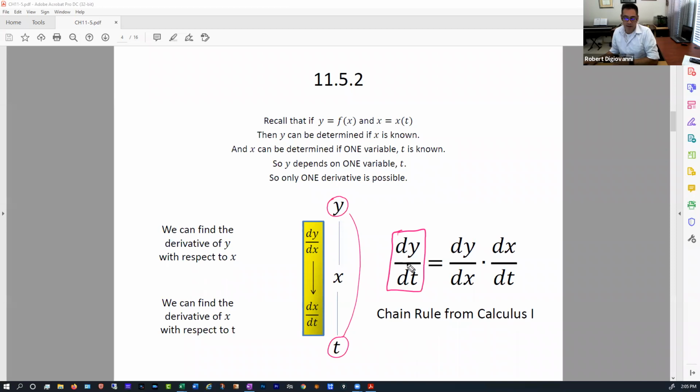But to get to dy/dt, what you do is you first look at this intermediate relationship between y and x, and that has its own derivative, dy/dx. And then you look at the relationship between the x and the t, and that has its own derivative, dx/dt. And the chain rule says that if you multiply those two together, that's what the big derivative is. The derivative relating y to t is equivalent to the derivative relating y to x multiplied by the derivative relating x to t. That's the chain rule. That's really what chain rule is in Cal 1.